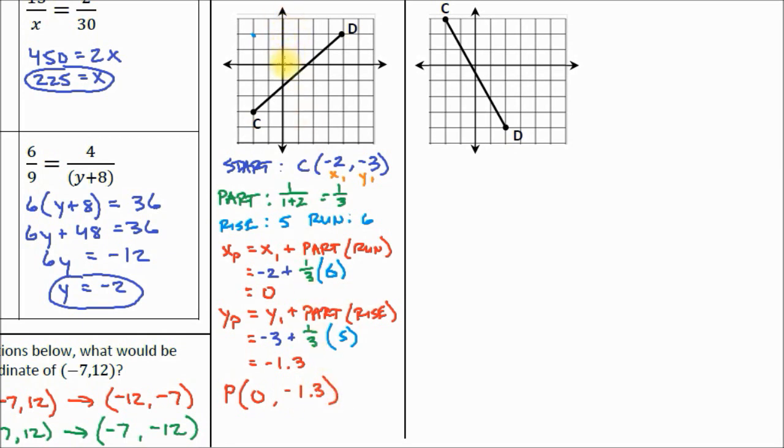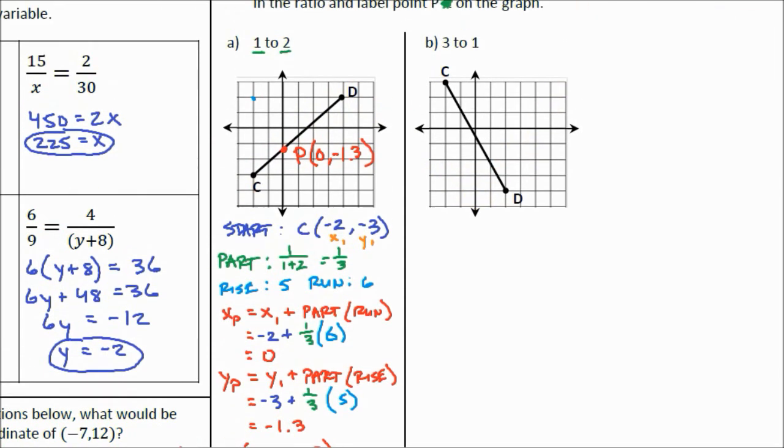Let's see if that's on our line. Here's 0, no change in the X-axis, 1.3, that looks good. Let's go ahead and label that as P, and I can actually put the coordinates 0, negative 1.3. And you can see, class, that looks like it's 1/3 of the way to point D. All right, let's do it again with the next one.